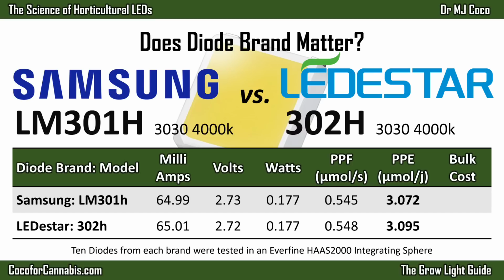So in terms of flux output and efficiency, there really is no difference between the Samsung LM301H and the Lettistar 302H, but in terms of cost, there's a considerable difference. Samsung LM301H diodes are the most popular model, and that has driven their cost up. Light manufacturers now pay about 6 cents per diode. The Lettistar 302H diodes are less than half that cost. Light manufacturers pay only about 2.5 cents per diode.